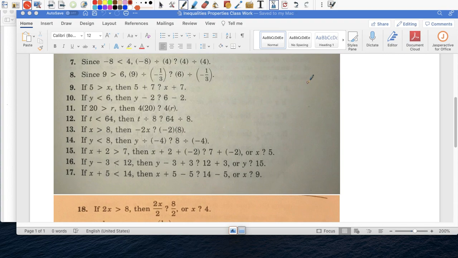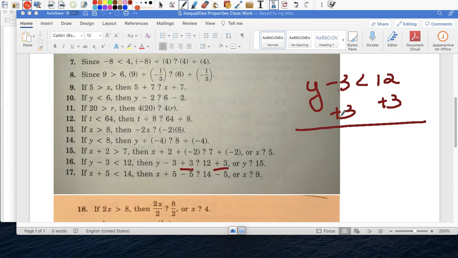Number 16: if you have y minus 3 less than 12, and they're saying let's add 3 to both sides. So 12 plus 3 on the right side is 15, and on the left, negative 3 plus 3 is 0, so it goes away. Because we added the same number to both sides, the order of the inequality is not going to change. So that's still going to be a less than sign.